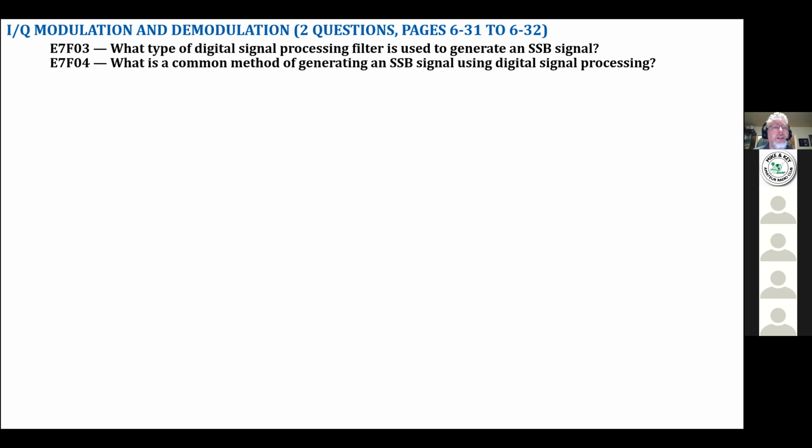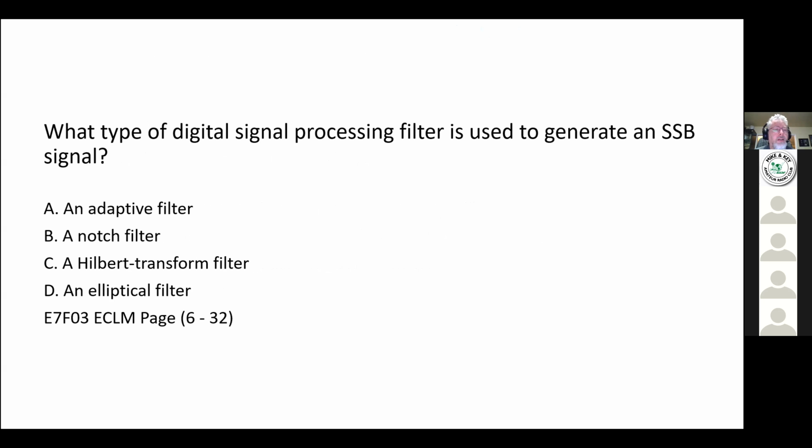I and Q modulation and demodulation. 2 questions. What type of digital signal processing filter is used to generate an SSB signal? A, an adaptive filter. B, a notch filter. C, a Hilbert transform filter. Or D, an elliptical filter. Correct answer is Charlie, a Hilbert transform filter.